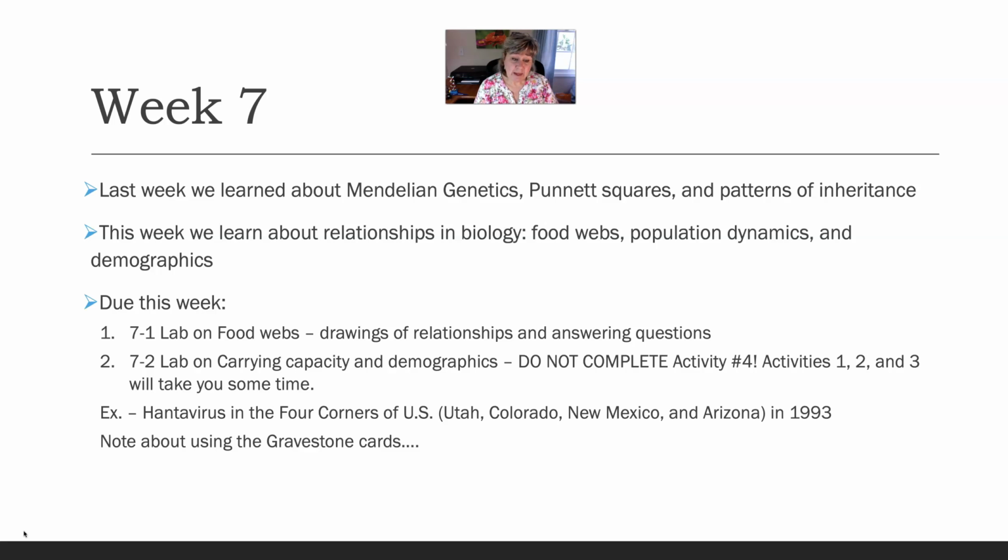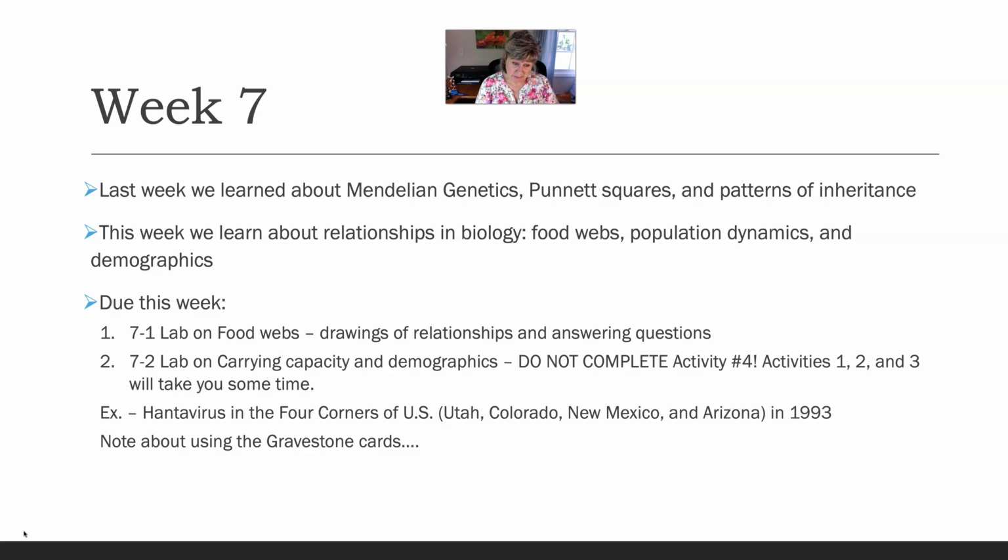So this week, what do you have to do? Lab 7.1 is the lab on the food webs. There are some questions that you need to answer, plus you're going to include this drawing of the relationships in this food web that you're going to set up. So that's one thing that you have to do.